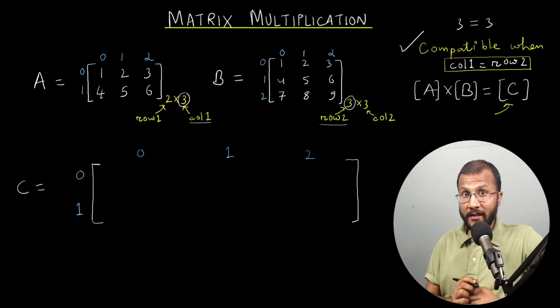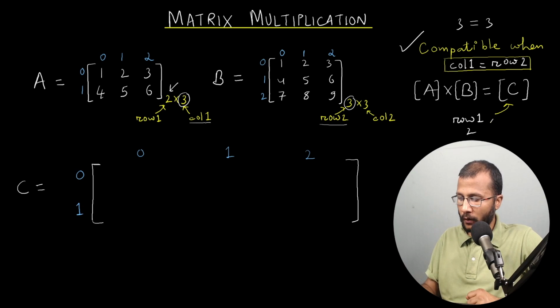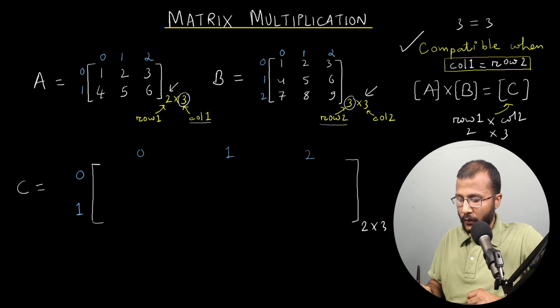Now what would be the dimension of the resultant matrix C? The row dimension of the resultant matrix C would be the number of rows of matrix A, that is 2, cross the number of columns in the resultant matrix C, which would be the columns of matrix B, which is nothing but 3. So the dimension of matrix C would be 2 cross 3. So this is my resultant matrix C.